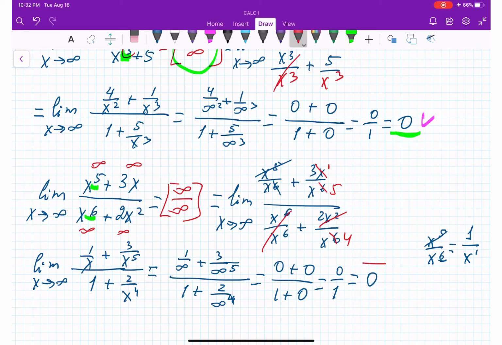So this is another example that shows if the degree in the denominator is greater than the highest degree in the numerator, and you get the form infinity over infinity, then your limit is going to be 0. Now let's solve the cases when the limit is going to be infinity.